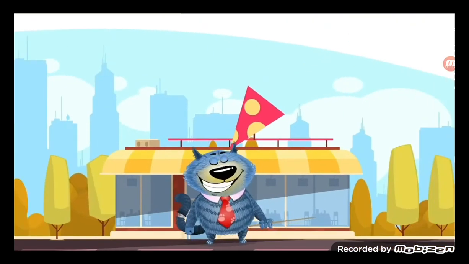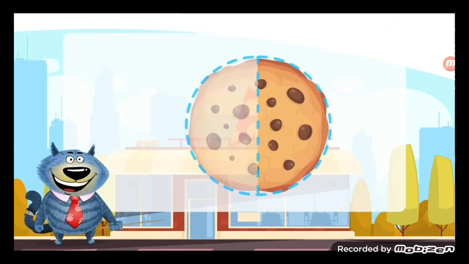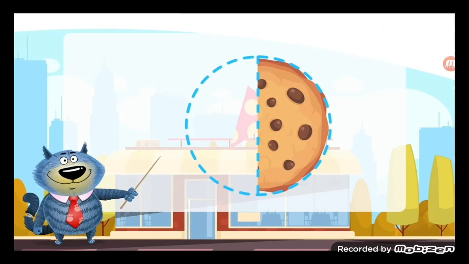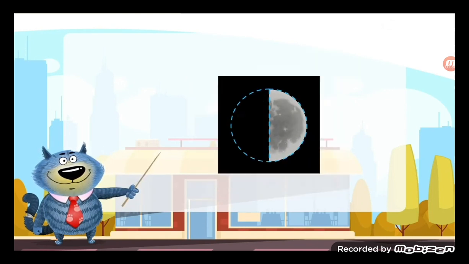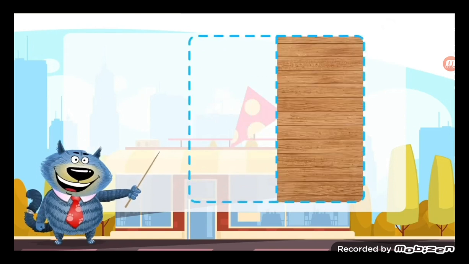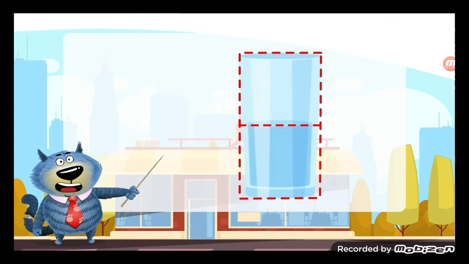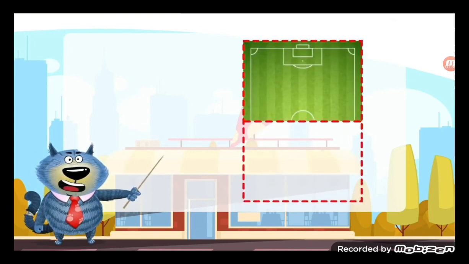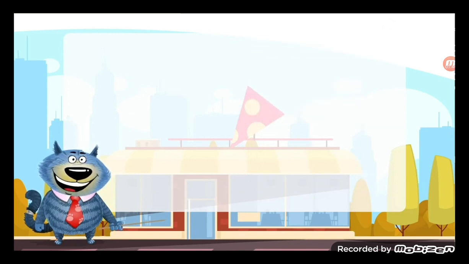All right, I need to get 1/2 of a pizza. Do you know what 1/2 of a whole is? Let me show you. This is 1/2 of a cookie. This is 1/2 of the moon. This is 1/2 of the tabletop. This is 1/2 of a glass of water. This is 1/2 of a soccer field. Can you guess what 1/2 of a whole represents now?